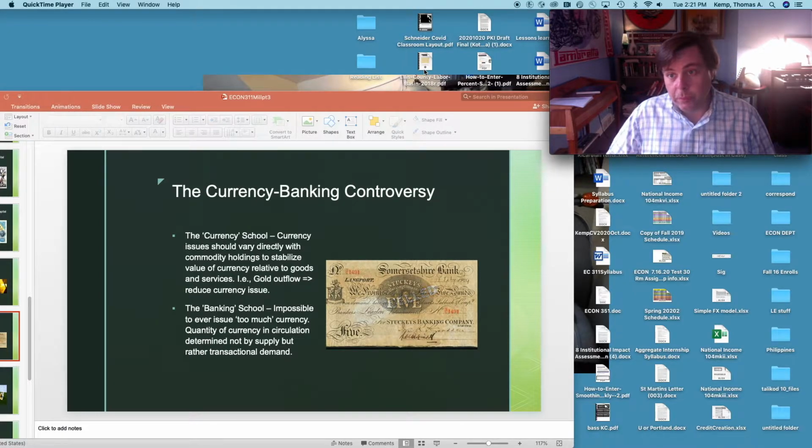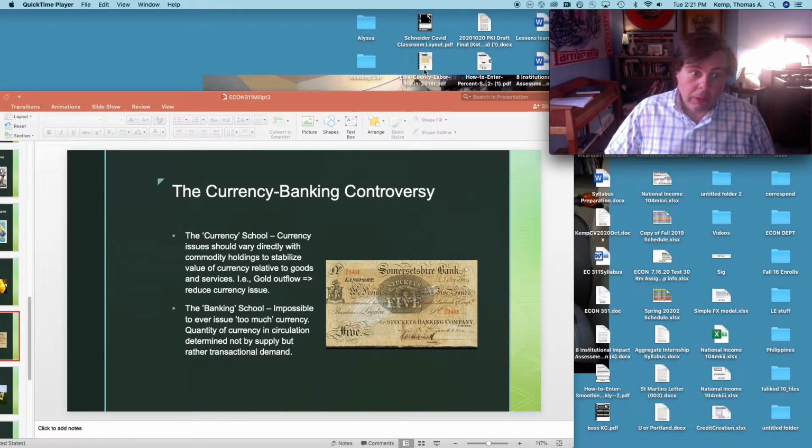The counter argument to this is the so-called banking school, and the banking school folks make the argument that it's really impossible for a central bank to ever issue the wrong amount. Well, I shouldn't say the wrong. It's impossible for them to ever issue too much currency, and they can issue too little, but if they do, the matter will resolve itself.